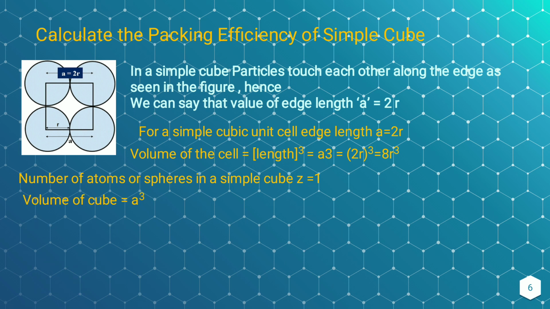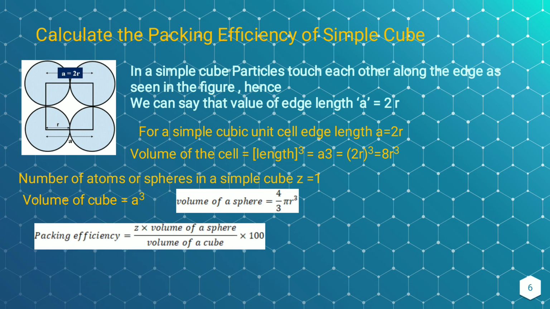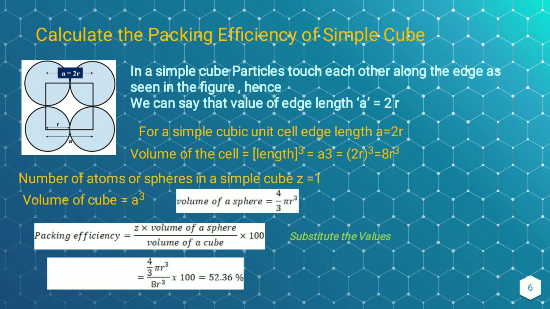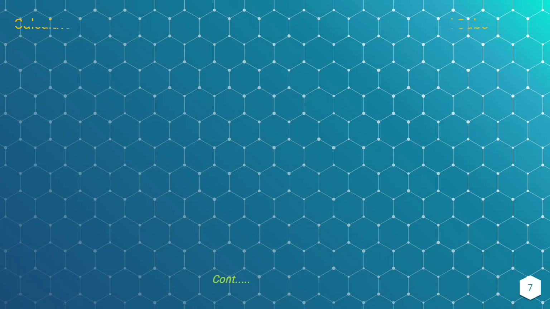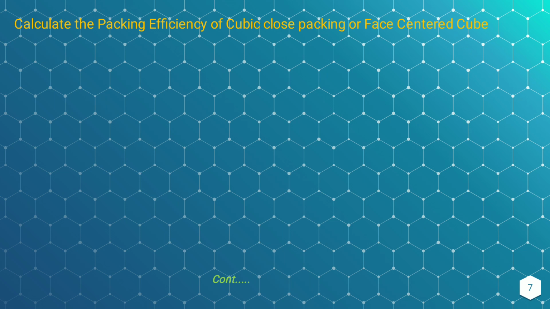Volume of a cube is a cube, as I have already said, that is 8r cube now. Volume of a sphere is 4 by 3 pi r cube. So the packing efficiency formula is Z into volume of a sphere divided by volume of a cube into 100. Straight away substitute Z is equal to 1. Volume of a sphere is 4 by 3 pi r cube, volume of a cube is 8r cube, and you get the value 52.36%.